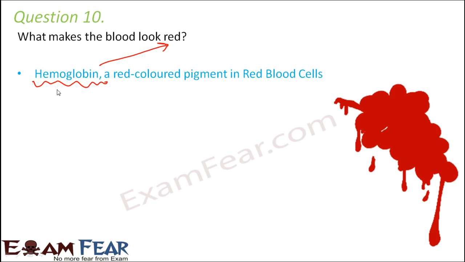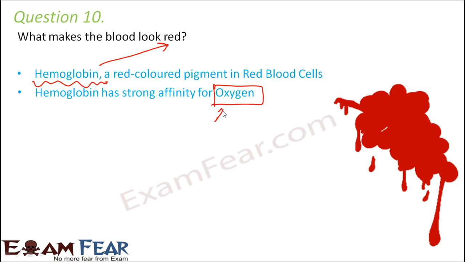Now this pigment also has another very important property, that it has a very strong affinity for oxygen. So it has so strong affinity for oxygen that it helps in transport of oxygen as well. So hemoglobin binds with oxygen and then transports it to various parts of the body, because oxygen is in great demand by the cells of the body. So hemoglobin helps in oxygen transport.